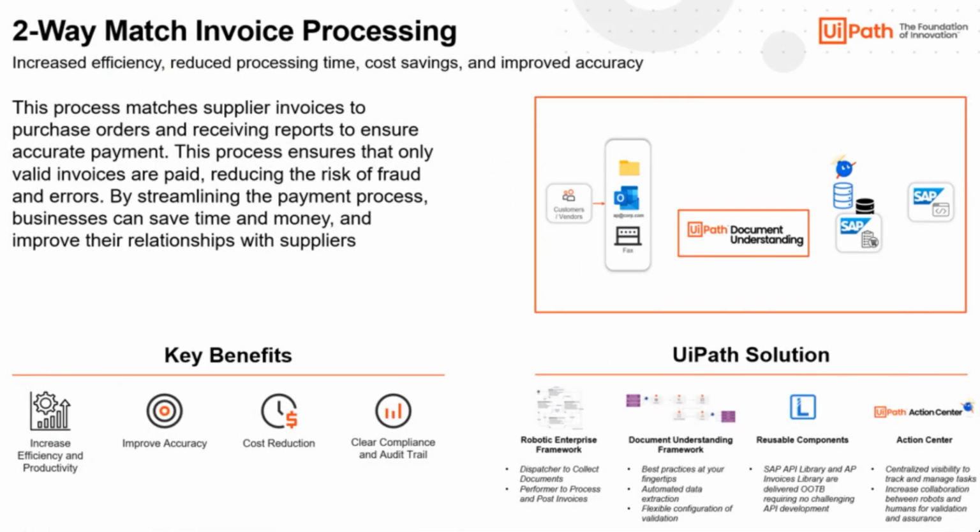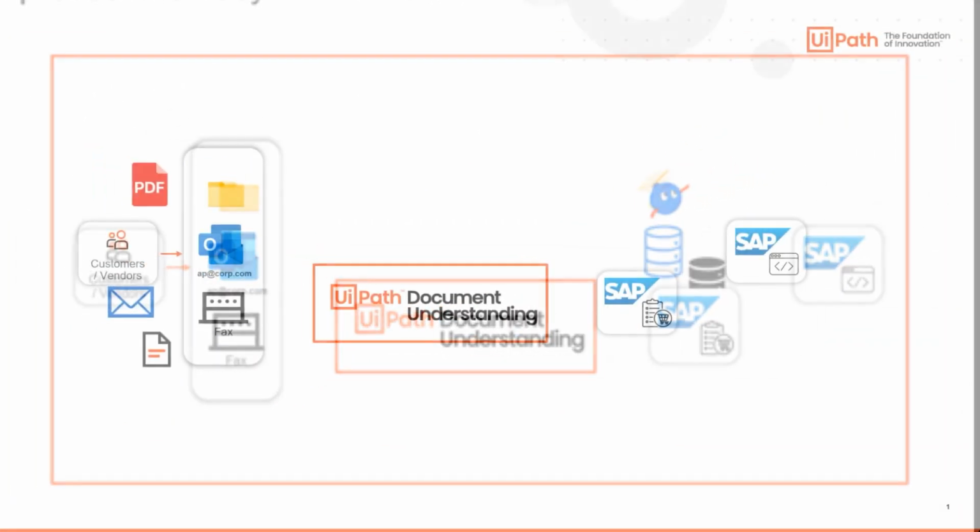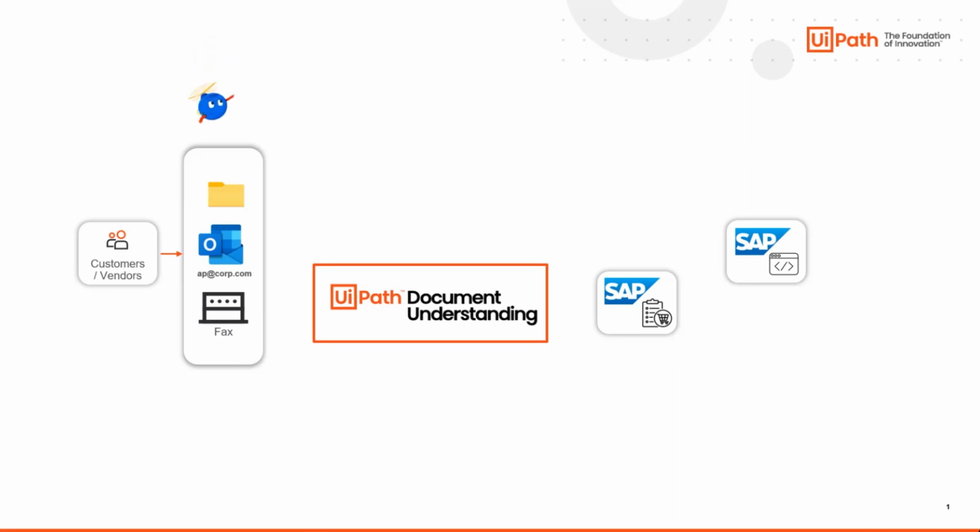In this video, we will explore the two-way match invoice processing solution accelerator from UiPath. This accelerator is designed to revolutionize the way you handle invoice processing by leveraging automation and AI technology. Say goodbye to high error rates and inefficient workflows, as this solution extracts data from supplier invoices, eliminates errors, and greatly improves processing time.